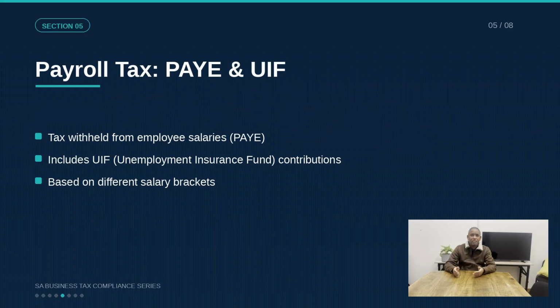The other type of tax in a business is the payroll tax. The payroll tax is the tax that the business pays, for instance, Pay As You Earn, and that is on the salaries that the business pays towards those that work for the business. Now, there are different salary brackets. That's another lesson that we will look at. But for now, we just want to look at the different tax types.